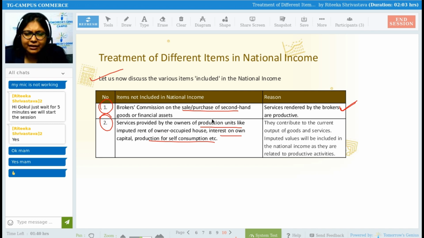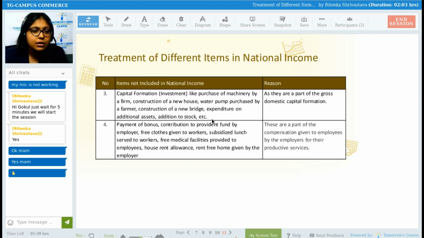So imputed value of rent, imputed value of interest, and if the person is doing production for self-consumption, all this will be included under national income because they contribute to the current output of goods and services, and imputed values will be included in the national income as they are related to productive activities. Imputed rent, imputed interest, imputed profit, imputed capital, everything will be included under national income.